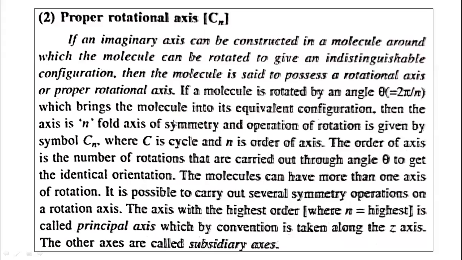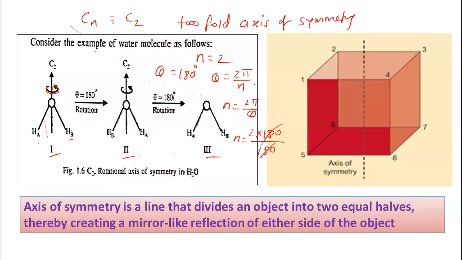So let us take an example to explain this. You can see the example of the water molecule here. When we draw this line and rotate that molecule along this axis, what happens? We get the equivalent configuration. So the hydrogen atom A goes onto this side and hydrogen atom B comes onto this side.